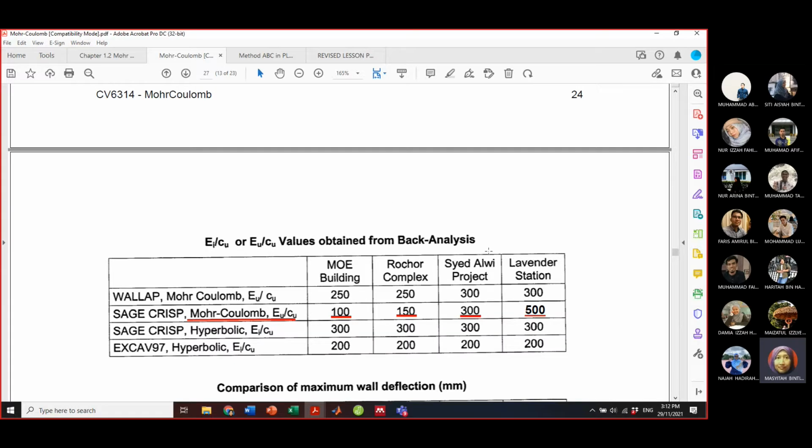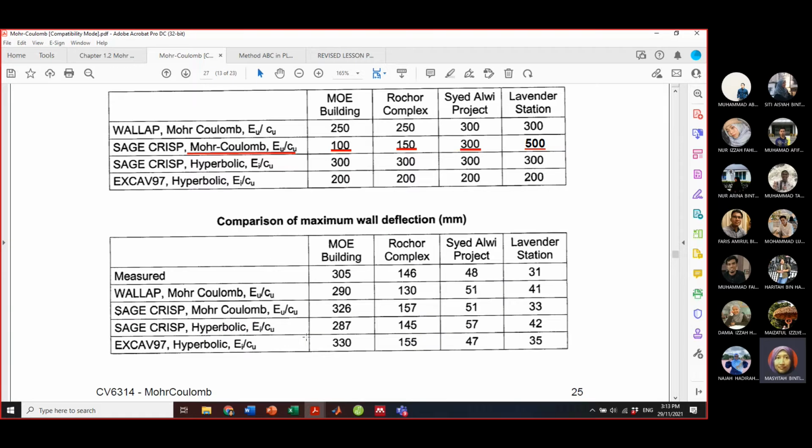Yang ni adalah recommended value from different case study, building, local complex, project, vendor stations. So kalau you guna different software, so different constitutive soil model, ini adalah typical value that recommended to you. Contoh kat sini ya, SIG-CRISP ni, dua model yang you boleh guna, Mohr-Coulomb dan juga hyperbolic. If you look at here, the value for hyperbolic is larger lah compared to Mohr-Coulomb, because hyperbolic is a non-linear constitutive soil model. Okay, yang ni dia bagi comparison tau.